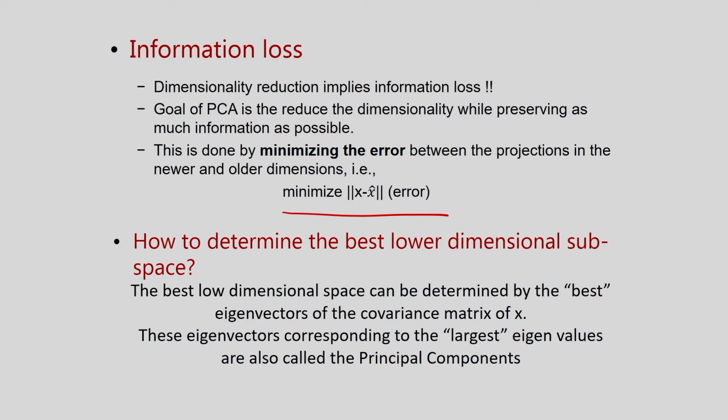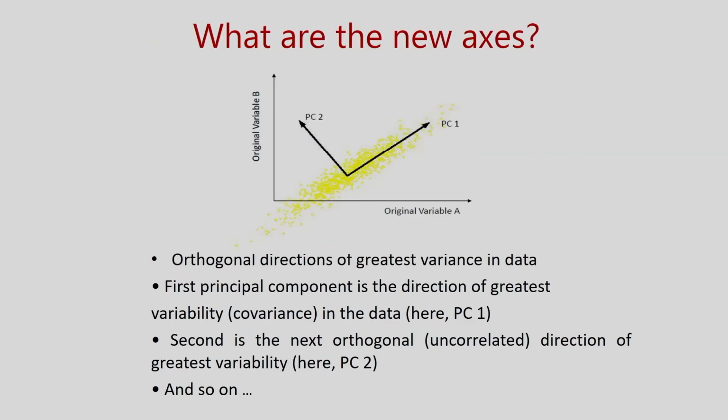Now how to determine the best lower dimensional subspace? The best low dimensional subspace can be determined by the best eigenvectors of the covariance matrix of X. I have already explained this concept, and these are the eigenvectors corresponding to the largest eigenvalues, and these are called the principal components. And here I have shown that principal components are nothing but the eigenvectors.